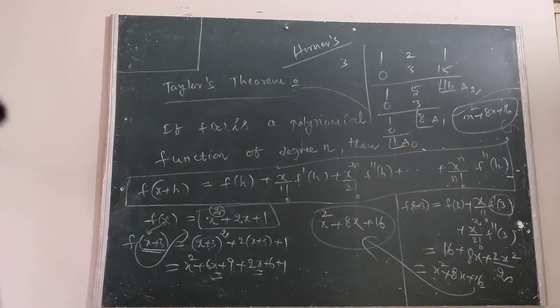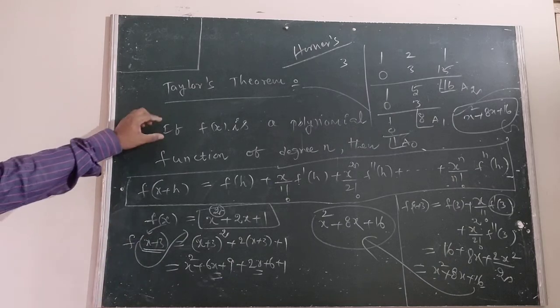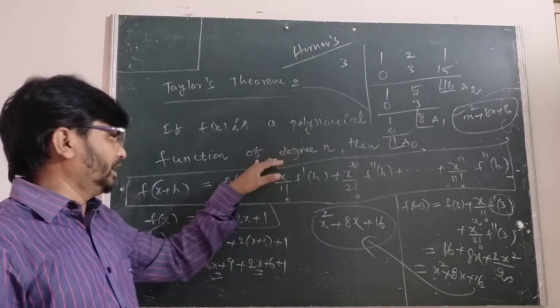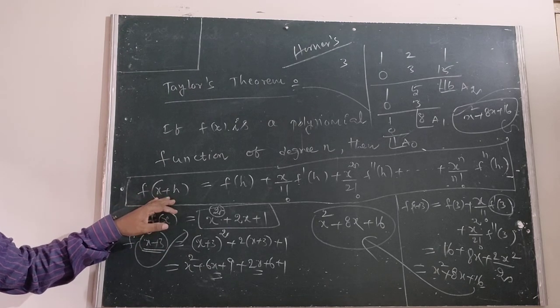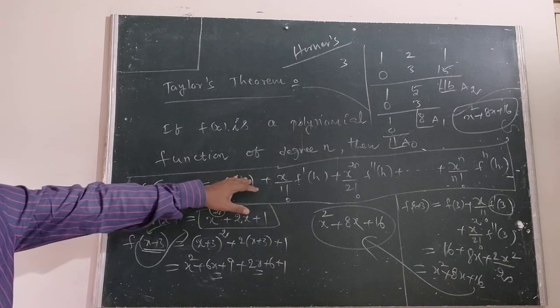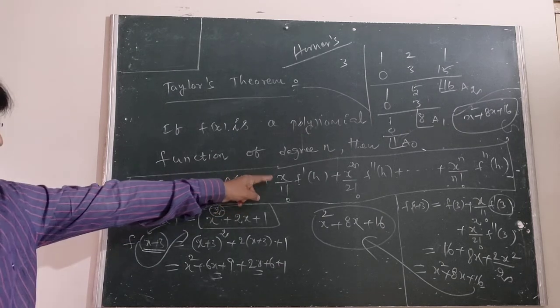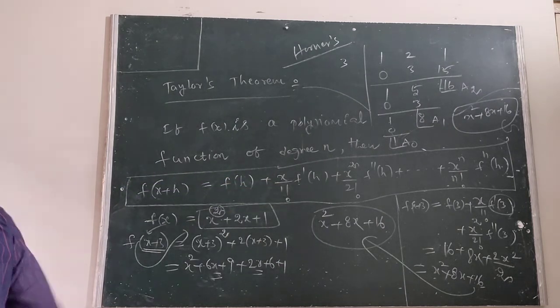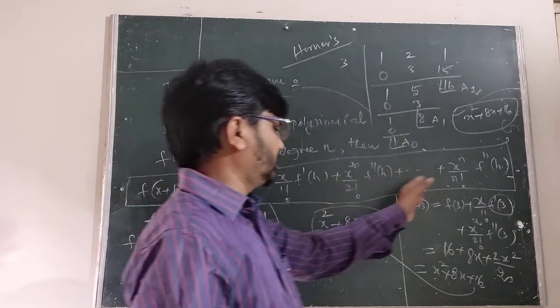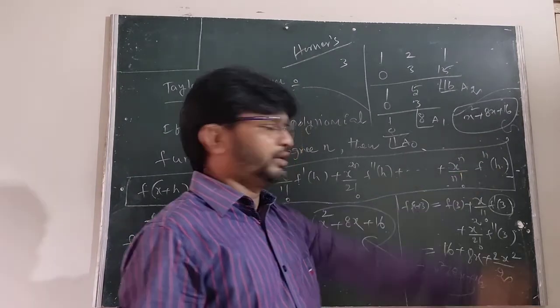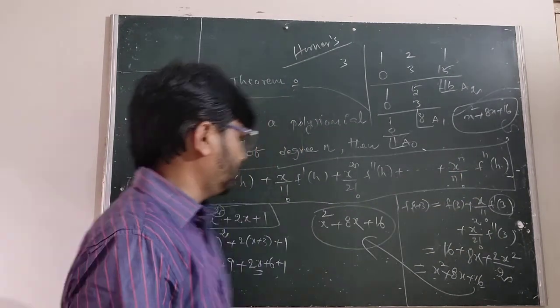Therefore, from the polynomial, f of x is the polynomial of degree n. Then f of x plus h can be written as f of h plus x factorial by f dash of h, x square by 2 factorial into f double dash of h, and so on, x power n by n factorial into nth derivative of f of h.